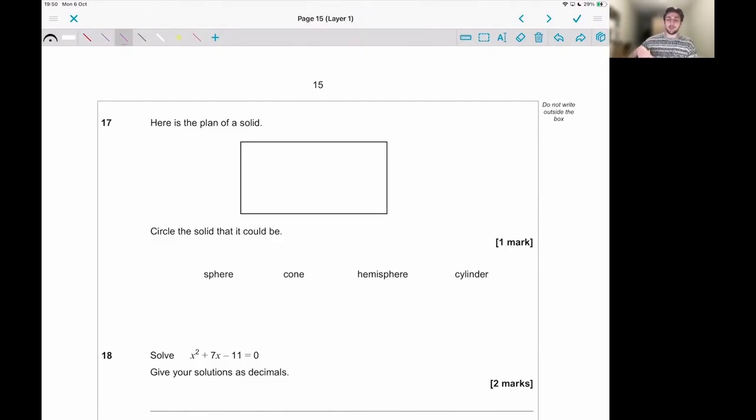So what is a plan? A plan means a view from above, usually, but it could be a view from the side. It's usually a view from above. Which of these could it be?